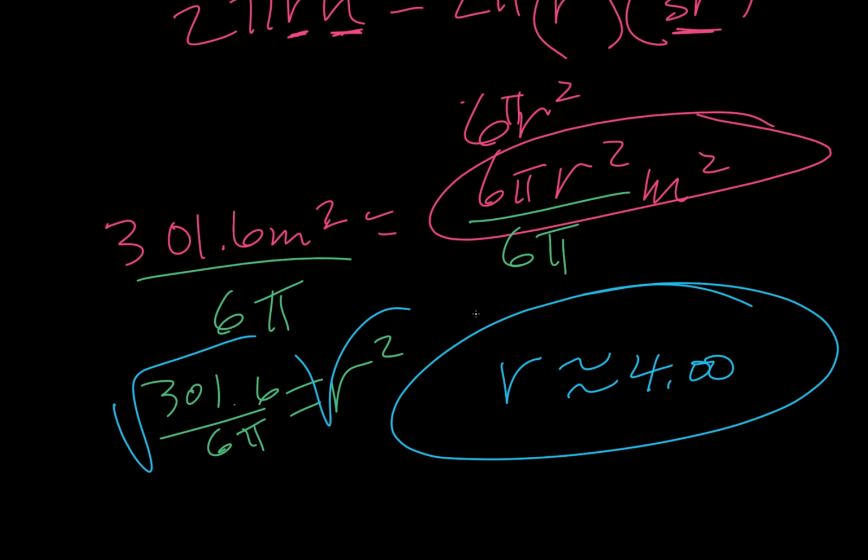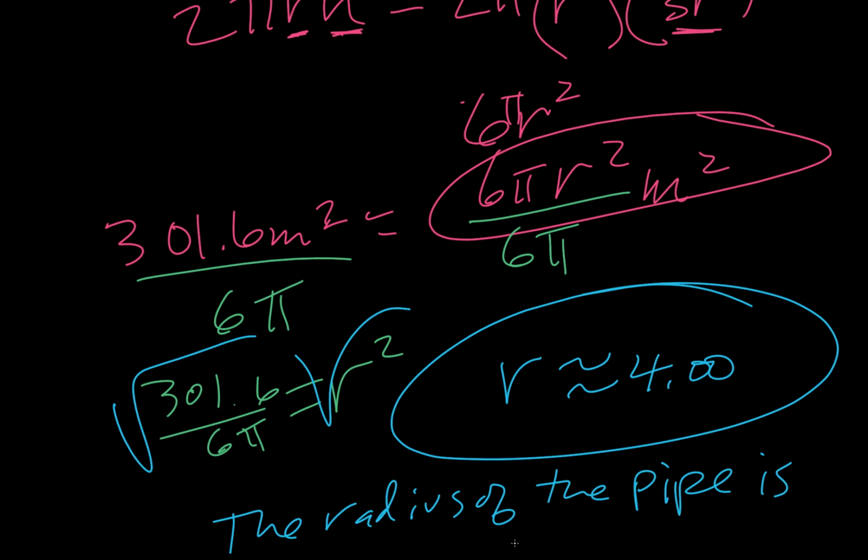And so we would say the radius of the pipe is 4 meters.